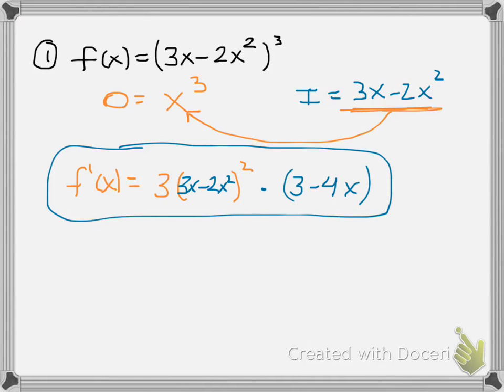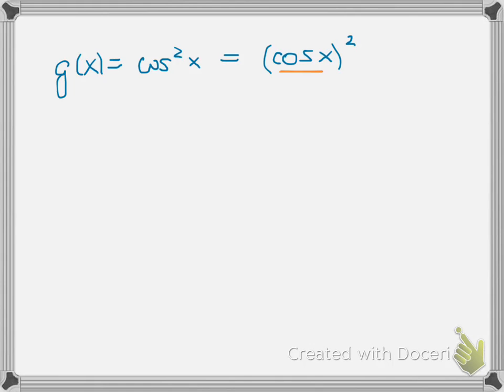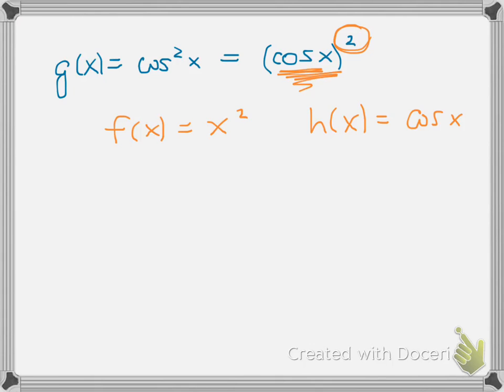Okay, let's look at another example. Let's look at example 2. So now we have g of x equals cosine squared of x, and at first glance you say, well, this doesn't really look like the ones we've done, and that might be true, but maybe if we rewrite it as cosine of x quantity squared, now it looks again like a function being raised to a power, where the outside function, we'll call it f, would be x squared, and the inside function, let's call it h this time, would be cosine of x.